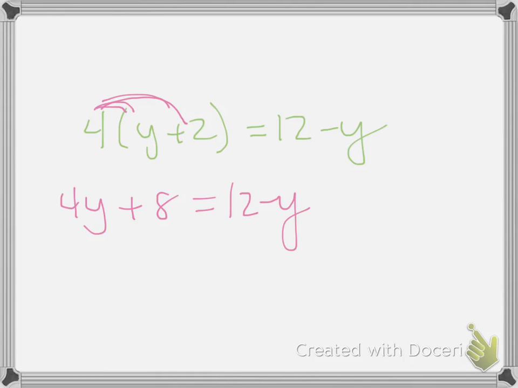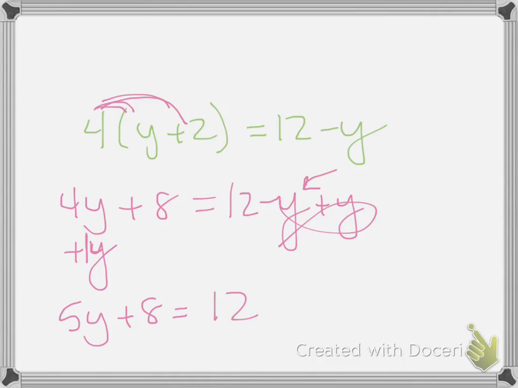If I want to move this y, the opposite of subtracting is adding, so let's add y to move it over. 4y plus y, this is the same thing as having a 1 in front of it. So 4 plus 1 is going to be 5. And then it canceled over here, so I still got the 12.